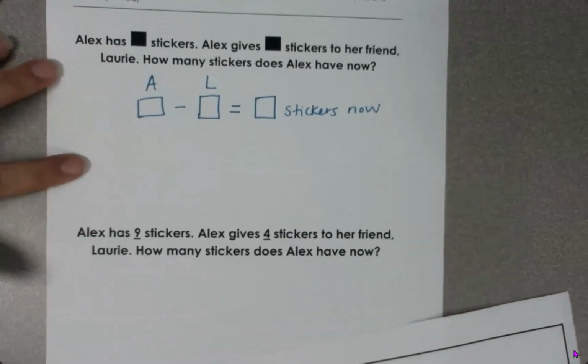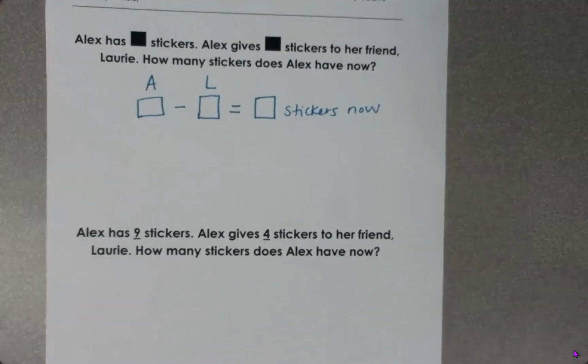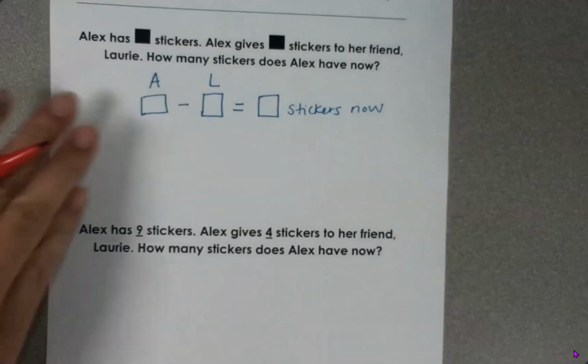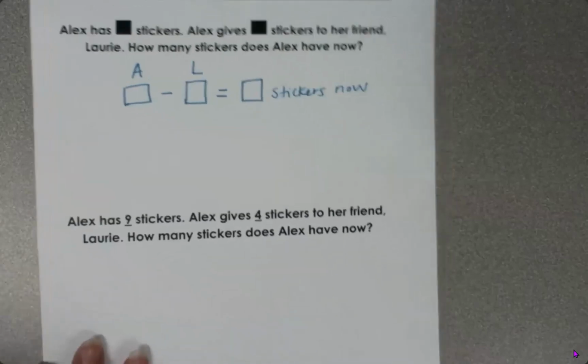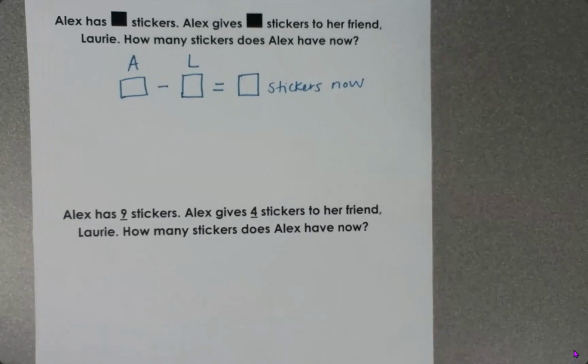So let's uncover. So now I see that it says Alex has 9 stickers. Alex gives 4 stickers to her friend Lori. How many stickers does Alex have now? So I can plug my numbers in. I've already set up my equation. I used my part whole organizer. I have set up my equation to know that I'm subtracting. Now I just need a strategy for how I'm going to solve this. So one way that I could solve it is to use some sort of manipulative. So I could use snap cubes or counters if I'm at the concrete level. Again, we want to start at concrete and transition to representational when students are ready.